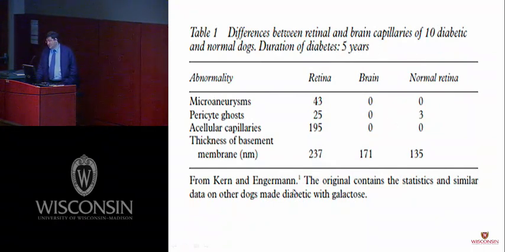This work was done in the UW department by Dr. Kern and Dr. Engerman, one of the pioneers in diabetic retinopathy research. And in this table, we see microaneurysm, pericyte loss, and acellular capillary only in the retinal tissue. And in the brain vasculature, we have only a little bit of thickening of the basement membrane.